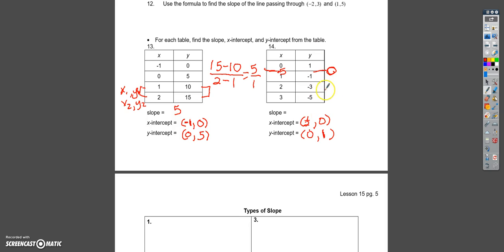Pick 2 points to do your slope. I'm going to pick these two. So this one would be x1, y1, x2, y2. So y2 minus y1 over x2 minus x1. Now let's do the math. Negative, leave, change, change. So that becomes -2. And that becomes 1. So our slope is -2.